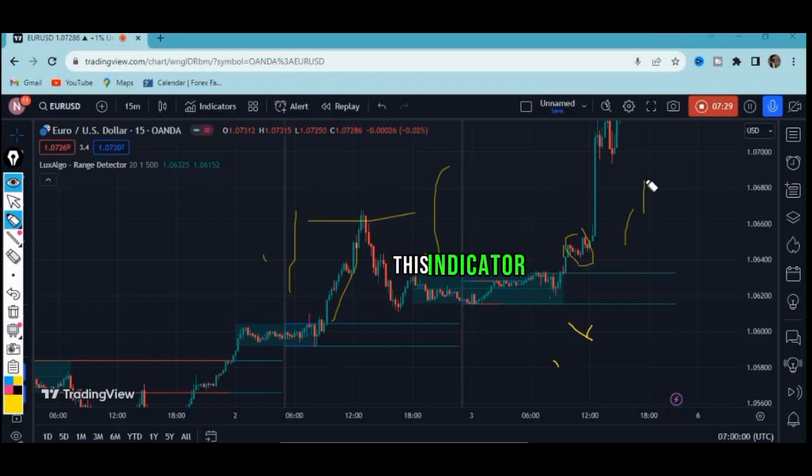So guys, this indicator is super effective. It is an indicator by Lux Algo called the Range Detector. If you use it this way, it is going to help you. I saw another video saying you can trade a range. For real, you cannot trade a range like this. I'm against that, guys, and I've shown you a reason why you should not trade a range like this.